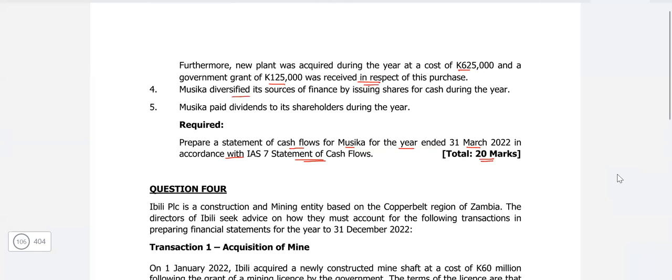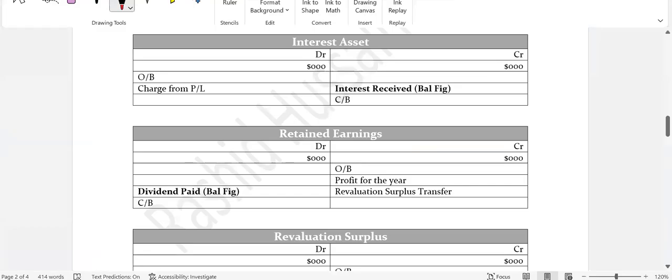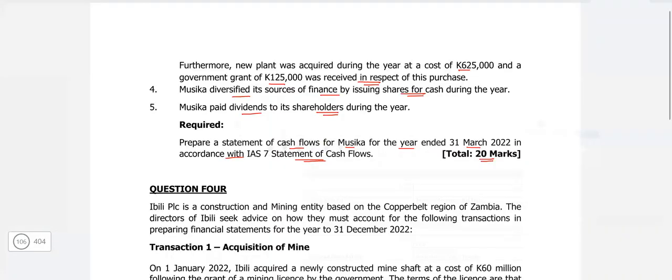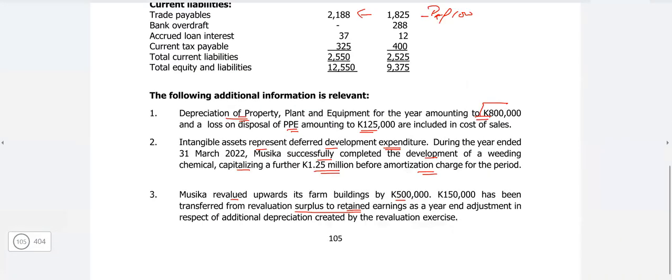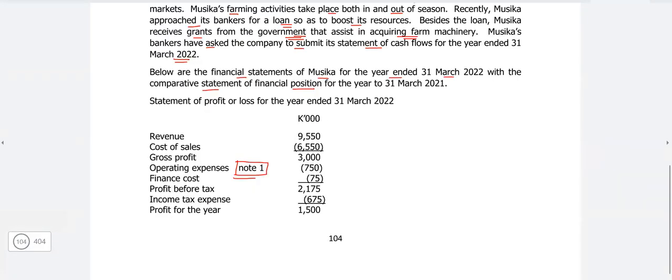MARFAT diversified its sources of finance by issuing shares. We have already seen that. MARFAT pays dividends to the shareholders, which we need to calculate from the retained earnings account. So you see, this is the question. We know that we need to start from the profit before tax.